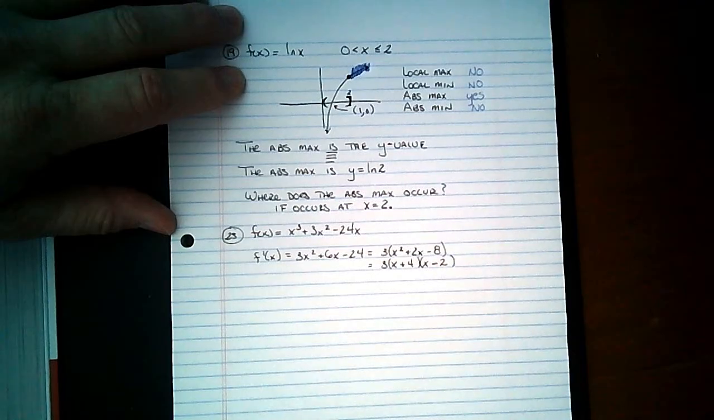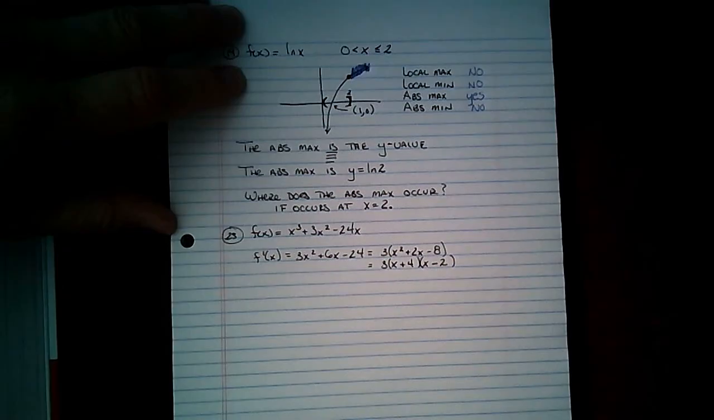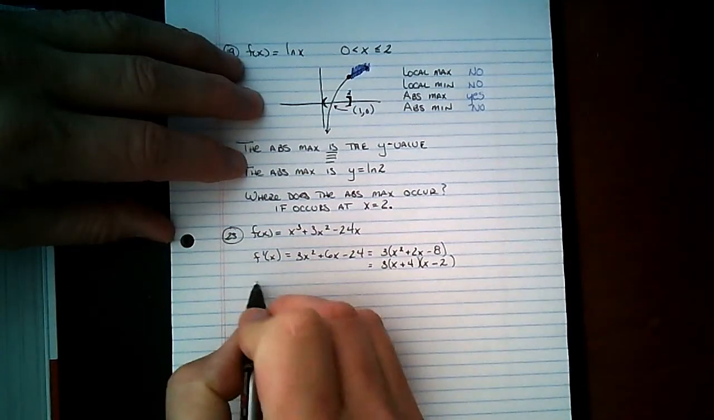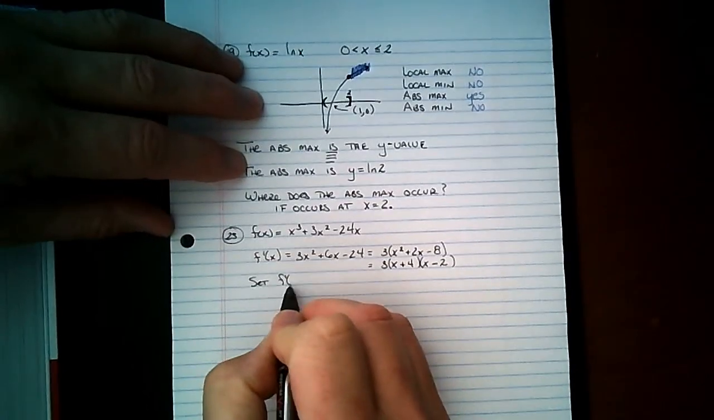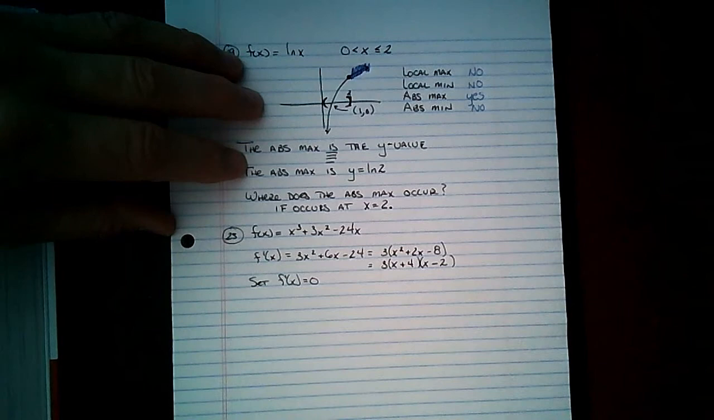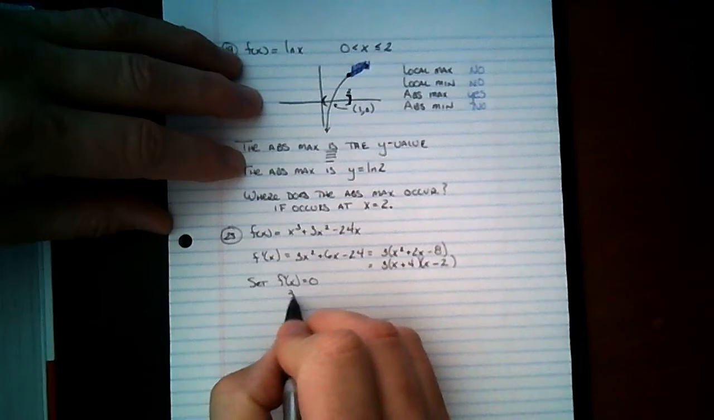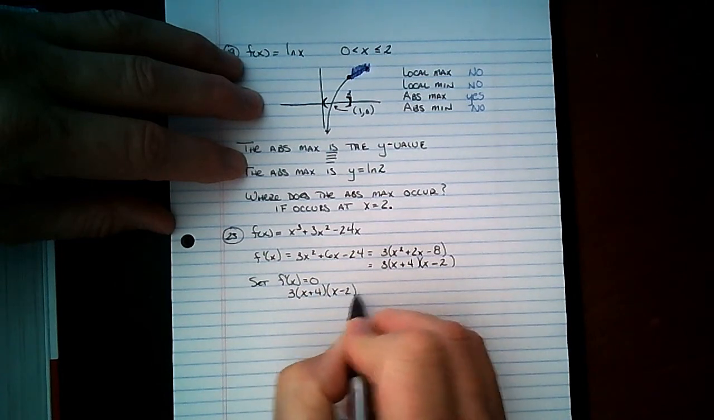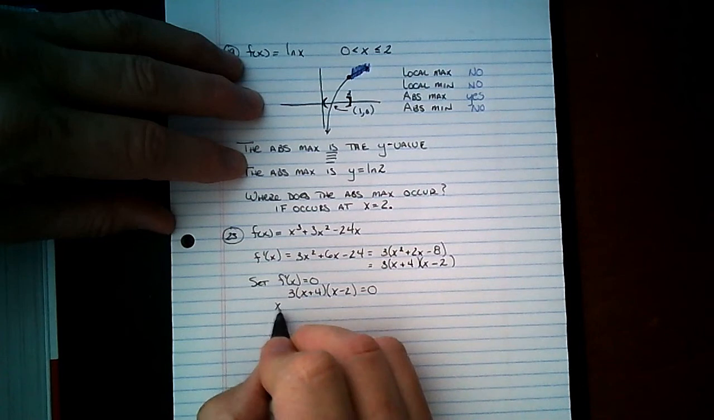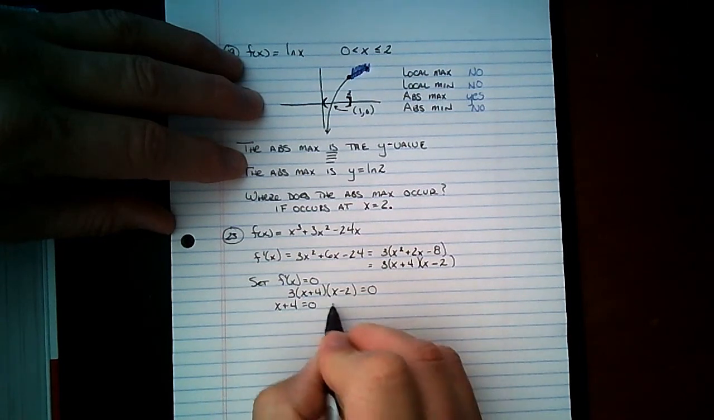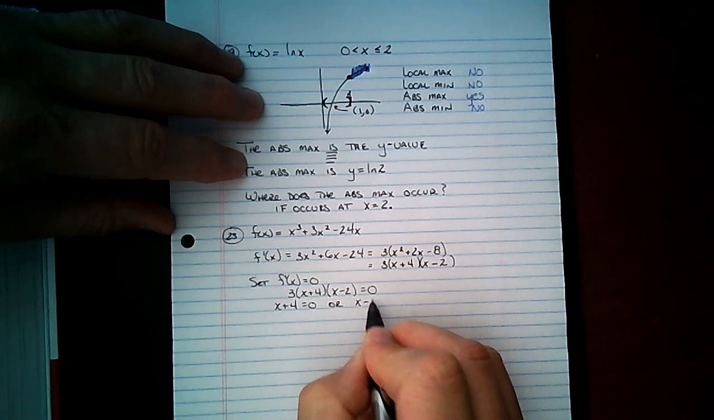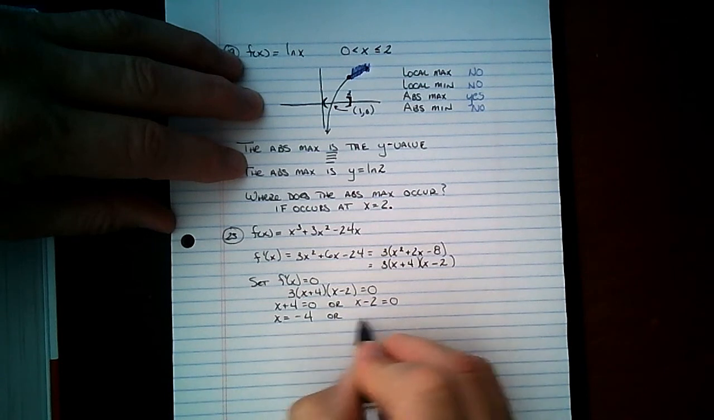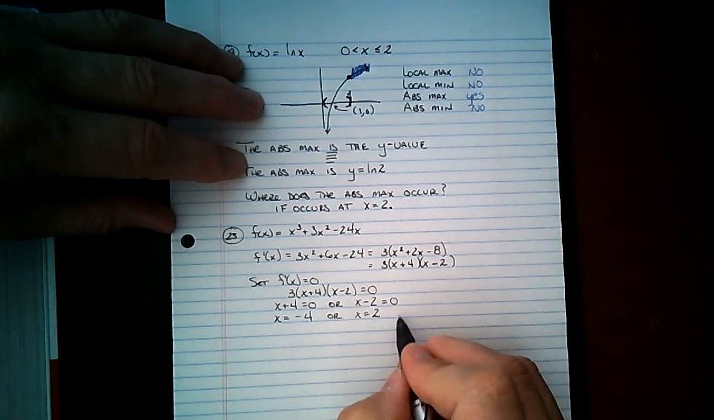A critical number is a place where the derivative equals 0 or fails to exist. Well, what would we do here? We set f prime of x equal to 0. So we take 3 times x plus 4 times x minus 2 and set that equal to 0. That gets us x plus 4 equals 0, or x minus 2 equals 0. So we get x equals negative 4, or x equals 2. These are our critical numbers.